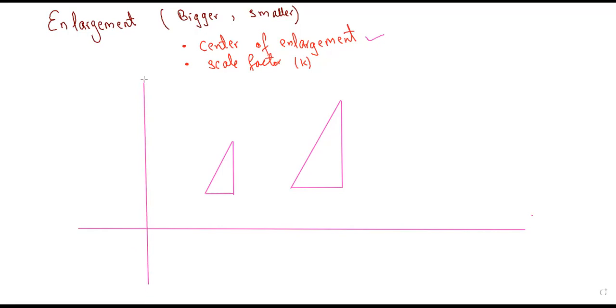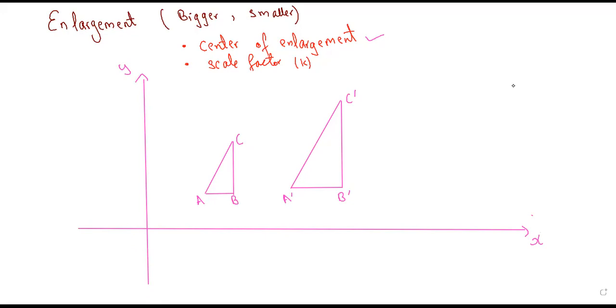Okay. This is the y-axis. This is the x-axis. Okay, now this is A, B, and C. And this is the image. So it is A dash, B dash, and C dash. What exactly is the thing under discussion? I repeat, this is the fourth type. The fourth type of transformation is enlargement.